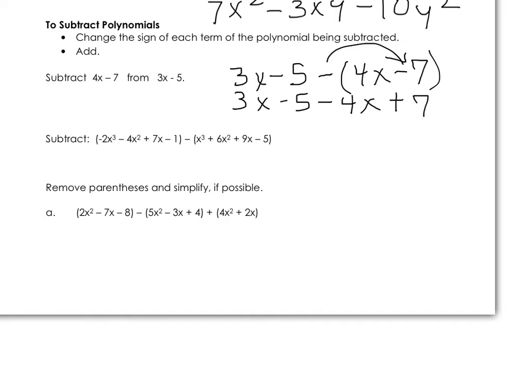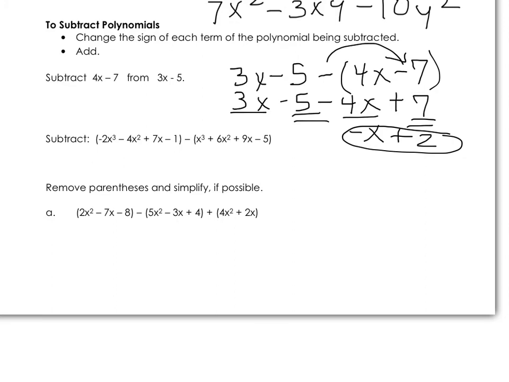That subtraction changes the sign of everything inside the parentheses. So it makes this minus 4x plus 7. Then we combine our like terms, so we have minus x plus 2. And that's our answer, minus x plus 2.